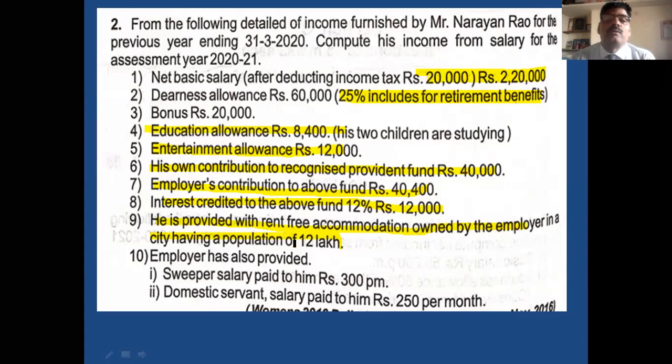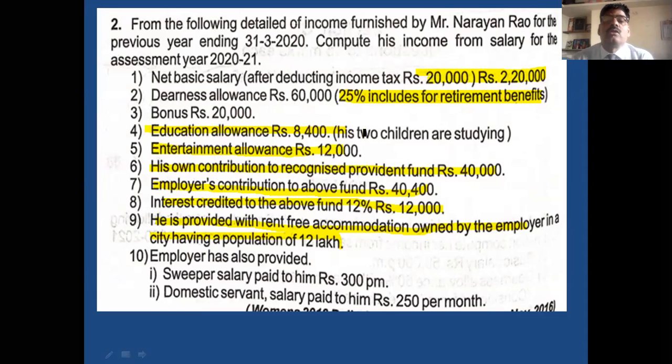In the form of cash, how much you received, that amount you have to take. That is salary. Remember this point. That is, this salary is taken from cash, and DA is taken but is not eligible for retirement benefit. Eligible amount you take. Bonus is taken into consideration.